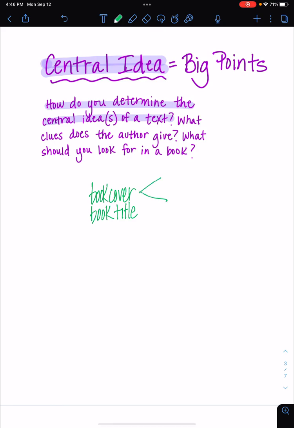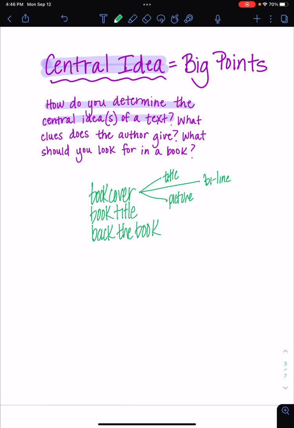Your book cover may have other things on there, like the title, a picture. It might also have a byline, something that goes along with the title that explains it a little bit more. You also might be able to look at the back of the book, depending on the type of book. That can give you a lot of information.